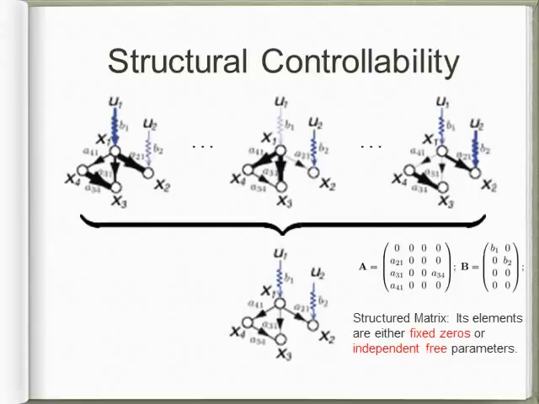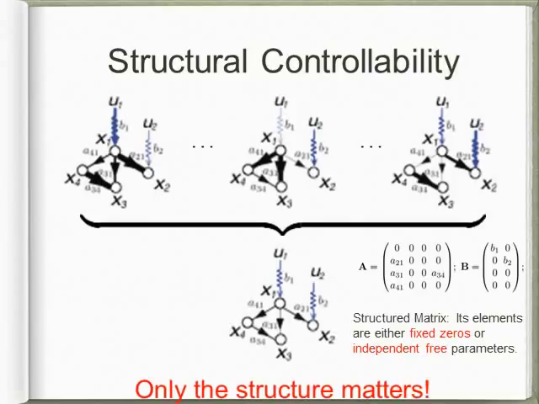And you model the system with two matrices. A is the weighted wiring diagram, or the state matrix. B is the input matrix. We consider those matrices to be structured matrices, in the sense that the elements are either fixed zeros, which means there's no connection between two nodes, or the strengths are independent free parameters. Then if you assume those matrices are structured matrices, only the structure matters.